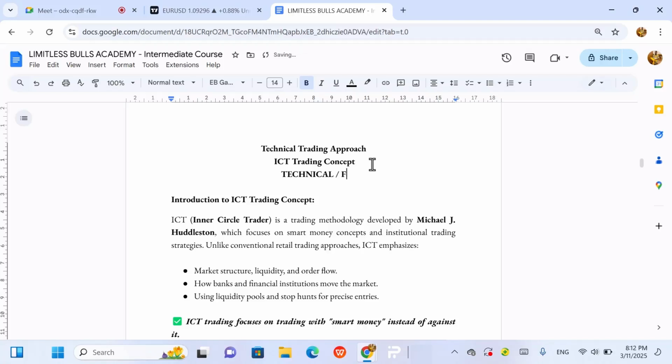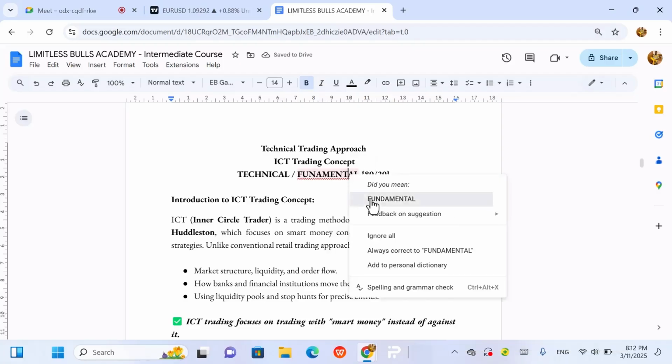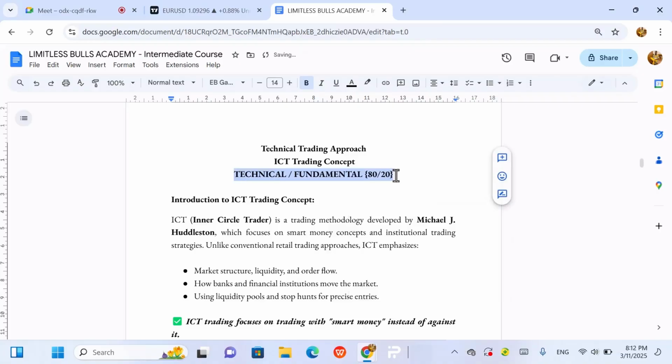We have majorly three types of analysis: the technical analysis, the fundamental analysis, and the sentimental analysis. In this time, we'll just be considering the technical analysis. We'll not be using the sentimental analysis for our trading. So technical and fundamental, 80-20. Now we are about the technical approach, and the first thing we are considering is the ICT trading concept.